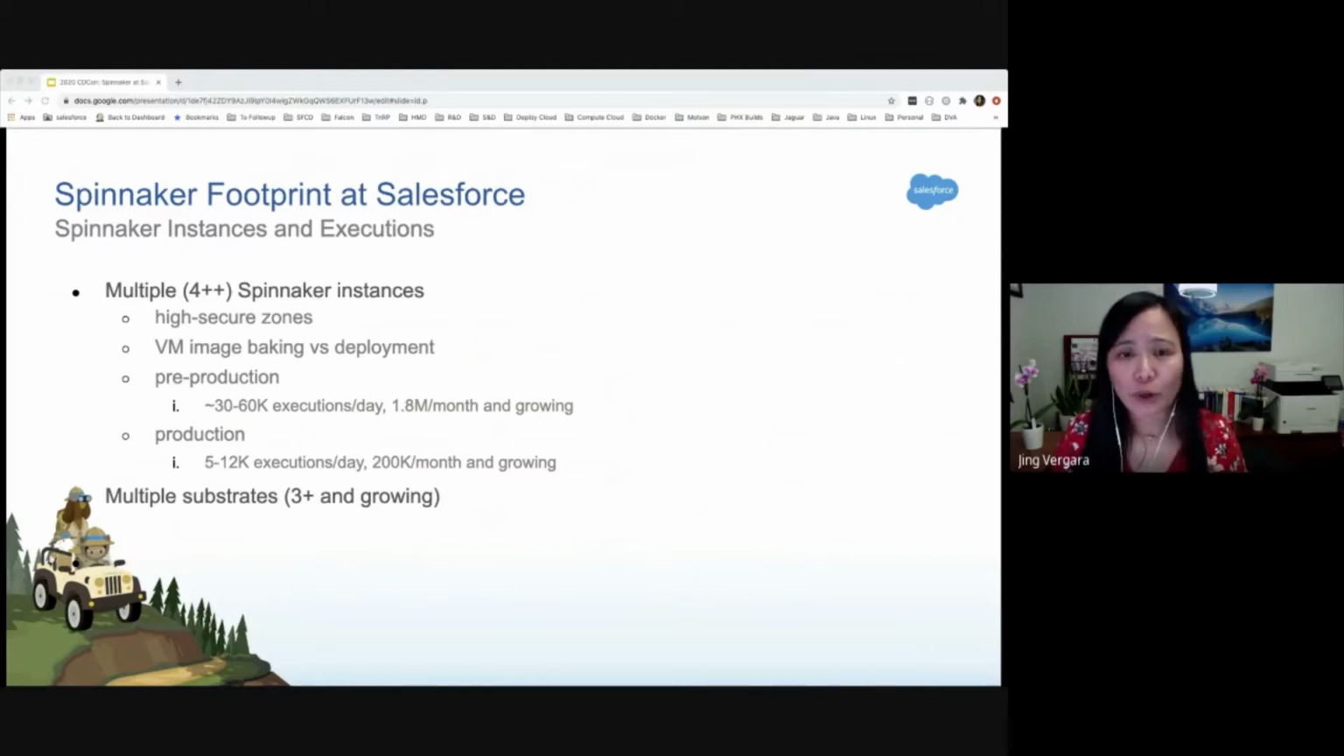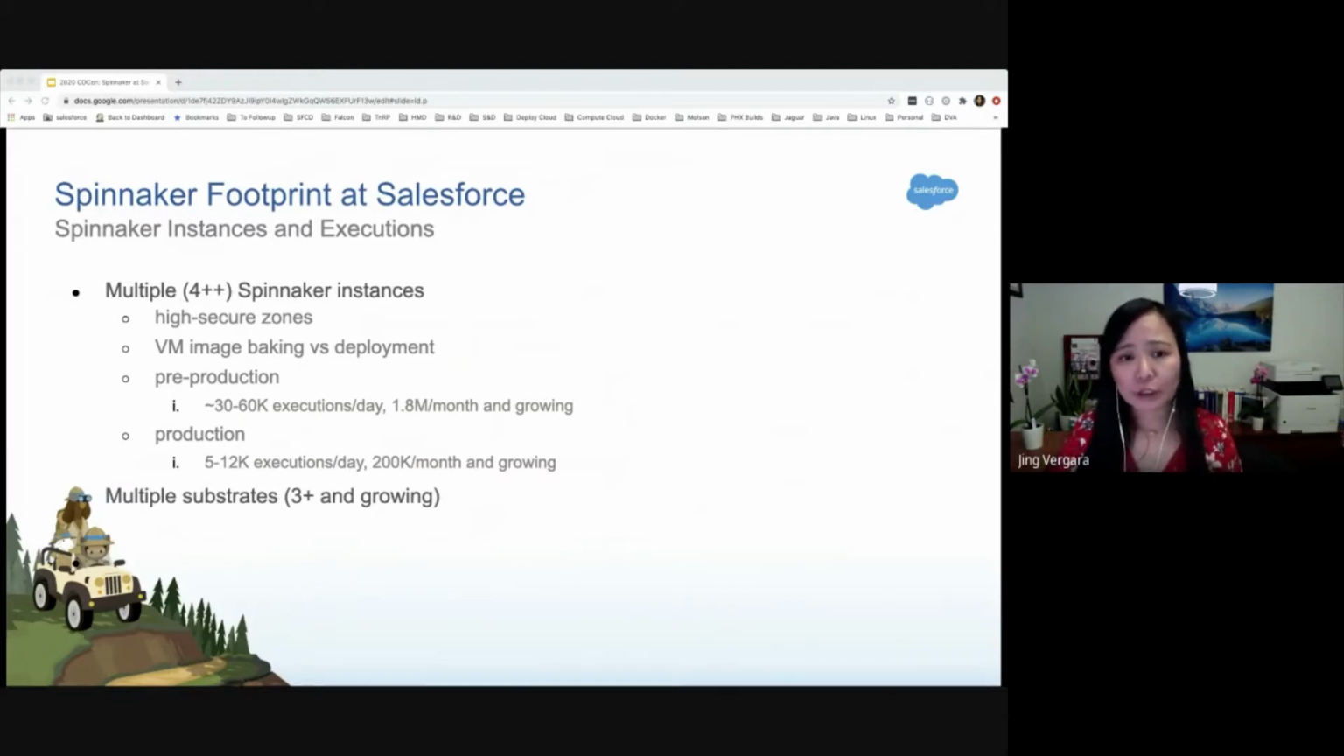We have what we call high secure zones, which are built up of isolated environments wherein it cannot be reached by any other Spinnaker instances. So we have to build a Spinnaker instance for each of these zones. We cannot have one global Spinnaker instance that can rule them all.